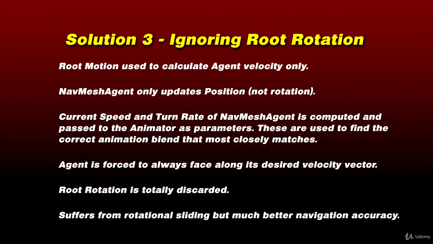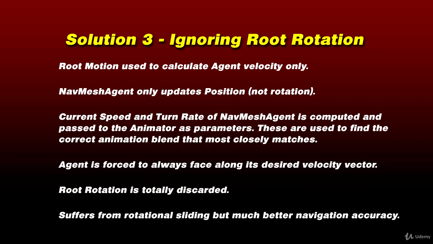So with this third solution, we are going to throw away root rotation altogether. We're not even going to let the NavMesh agent control the root rotation. We're simply going to override the rotation of the game object ourselves in the update function to make sure that the character is always facing exactly in the direction of the NavMesh agent's desired velocity.